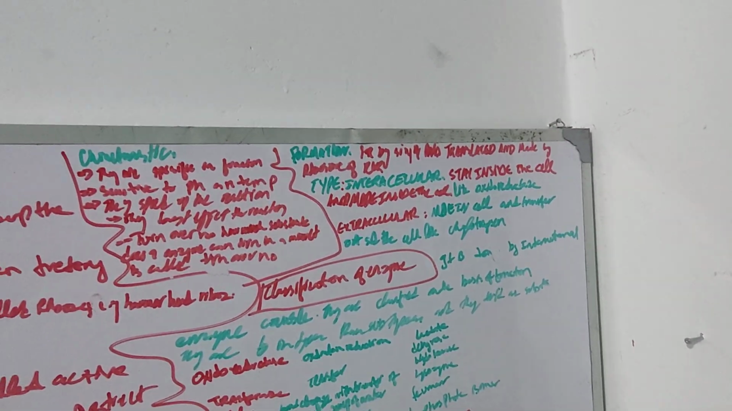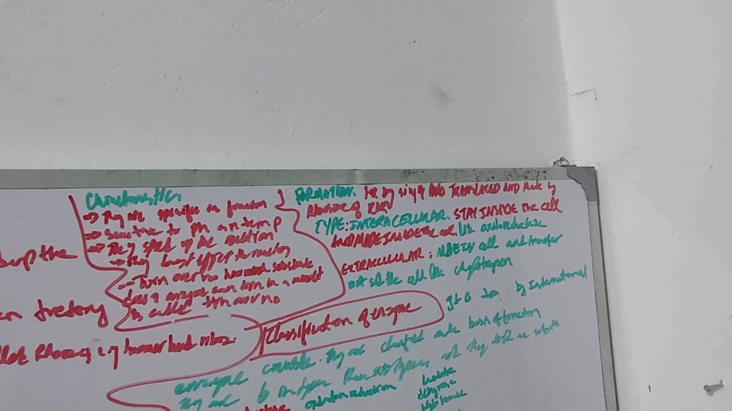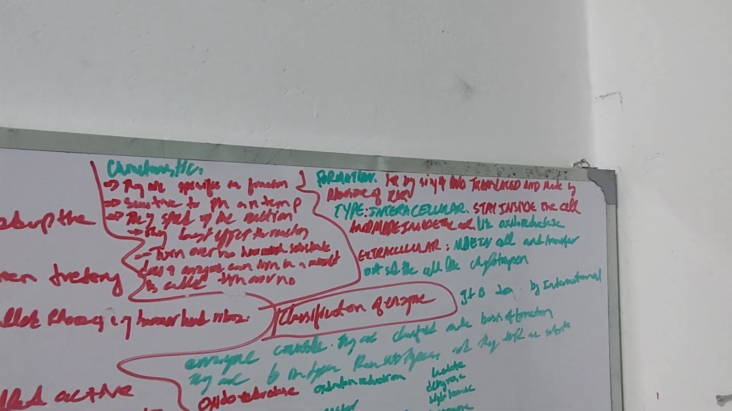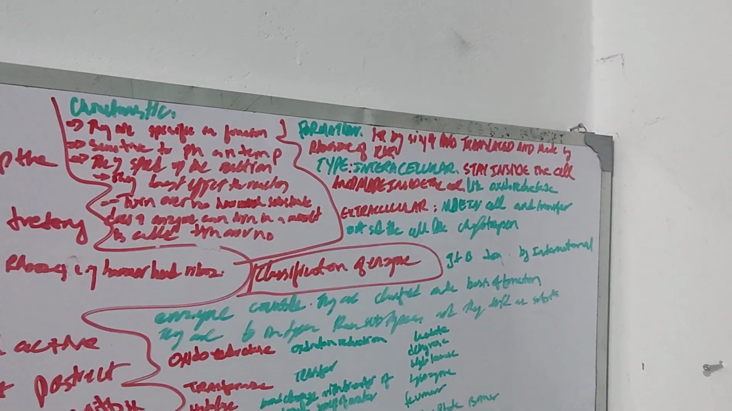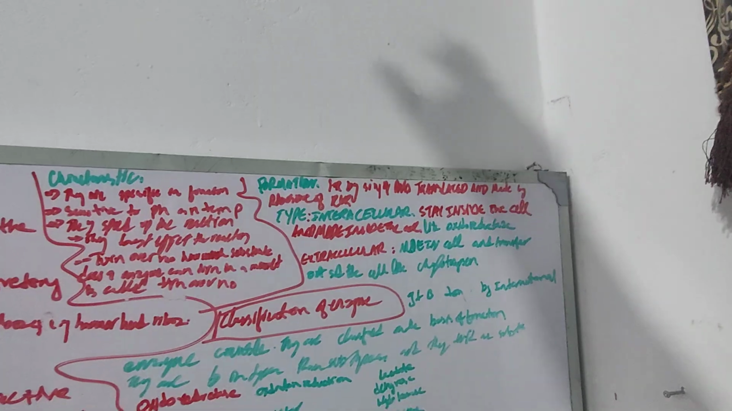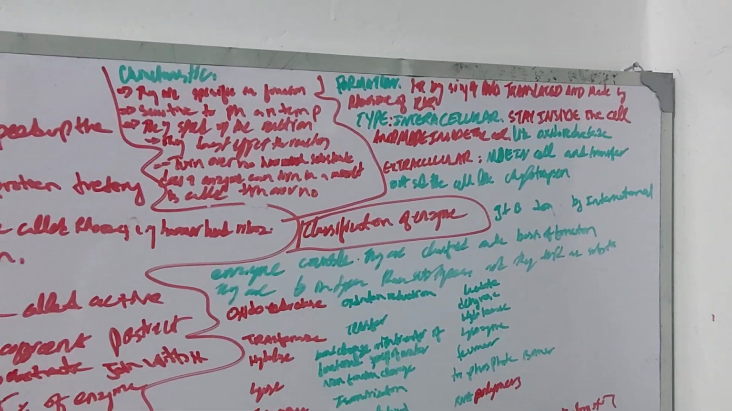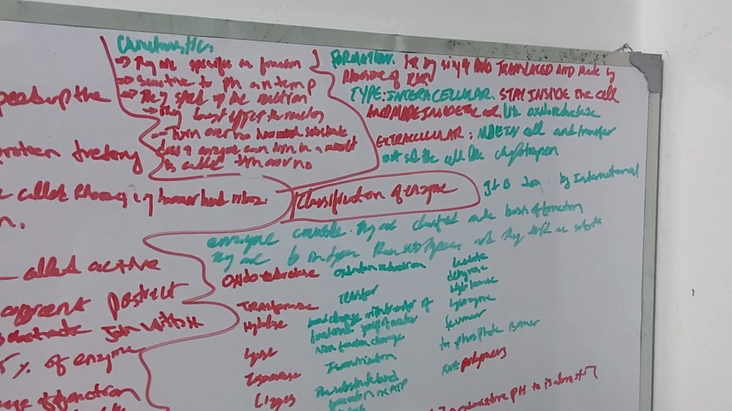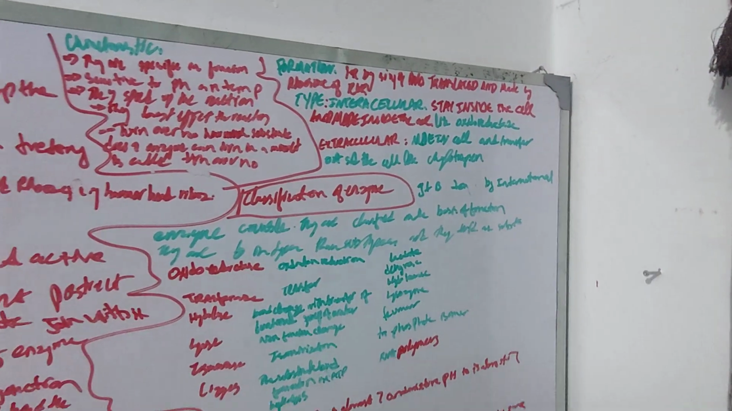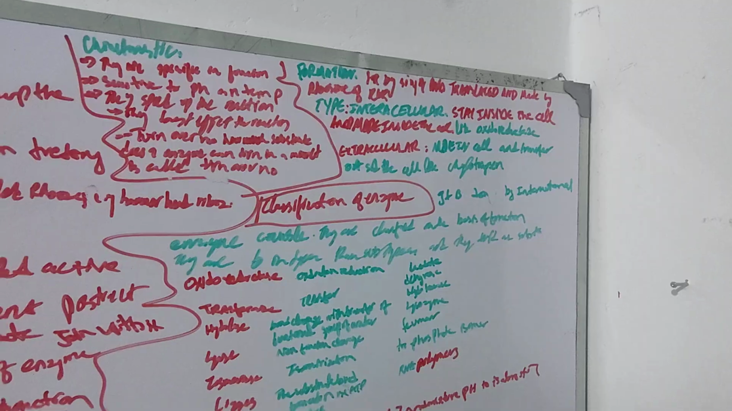There are two types of enzyme: intracellular and extracellular enzyme. The intracellular enzymes are those which are made in the cell and stay in the cell for functioning, like oxidoreductase enzyme. Extracellular enzymes are made in the cell but transferred to another part for proper functioning, like chymotrypsin, which is made in the pancreas but goes to the intestine for proper functioning.